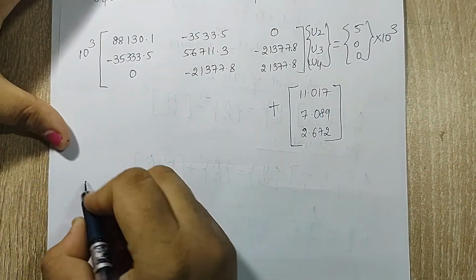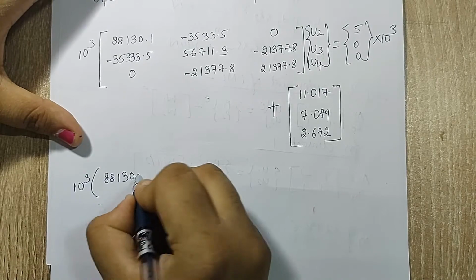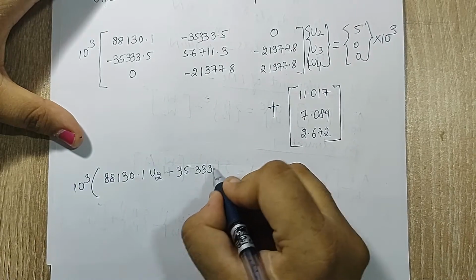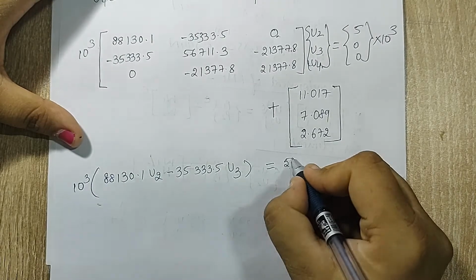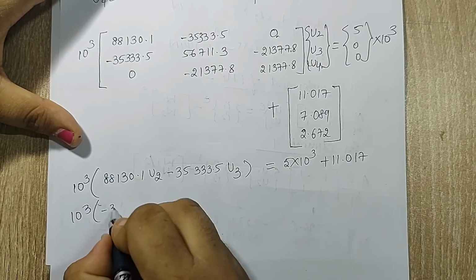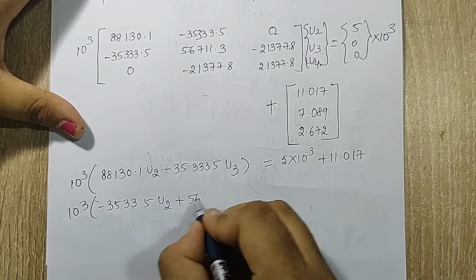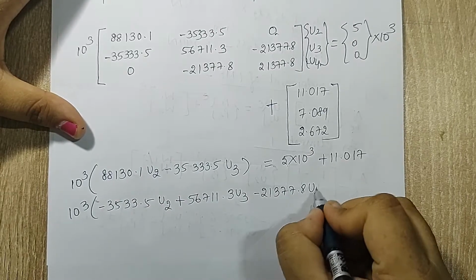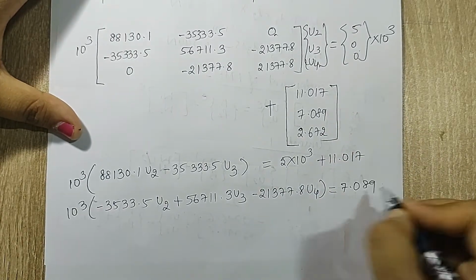So I will have a 10 raised to 3 common. Then this term is multiplied with u2. So 88130.1 u2 minus 35333.5 u3, and this is 0, is equal to 5 into 10 raised to 3 plus 11.017. Next equation will be minus 35333.5 u2 plus 56711.3 u3 minus 21377.8 u4 is equal to, this is 0. So I only have 7.089 on the other side.